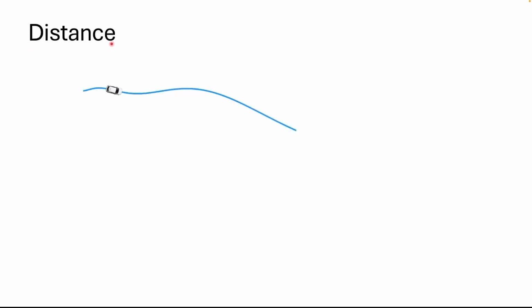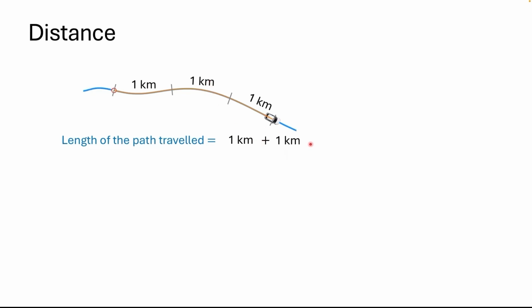Let us start with distance. I am considering a car on a road. The car moves on the road and arrives here. From here to here, the length of the road is 1 kilometer. From here to here, 1 kilometer, and from here to here, 1 kilometer. So, the length of the path traveled by the car is 1 kilometer plus 1 kilometer plus 1 kilometer, which is equal to 3 kilometers. This is the distance traveled by the car.